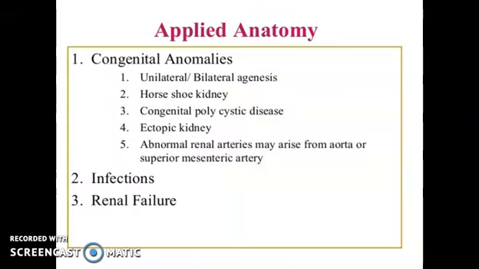Applied anatomy of the kidneys. There can be some congenital anomalies of the kidneys which can be seen, that is unilateral or bilateral agenesis of the kidneys can be seen, in which kidney can be absent on one side or it can be absent on both the sides. There can be even multiple kidneys which are seen, or there can be the horseshoe shaped kidney.